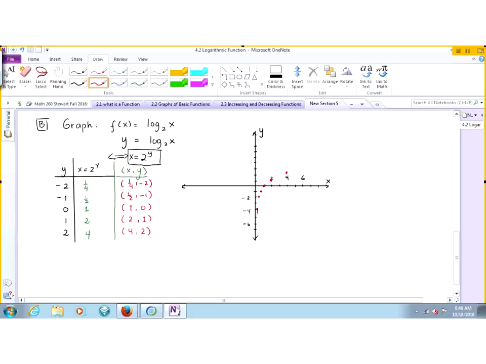Actually, the log graph is more flat, more like this. So this is y is equal to log base 2 of x. All right. So does it have a vertical asymptote? Yes. What is the vertical asymptote? Yes, x equals 0, which is the y-axis.